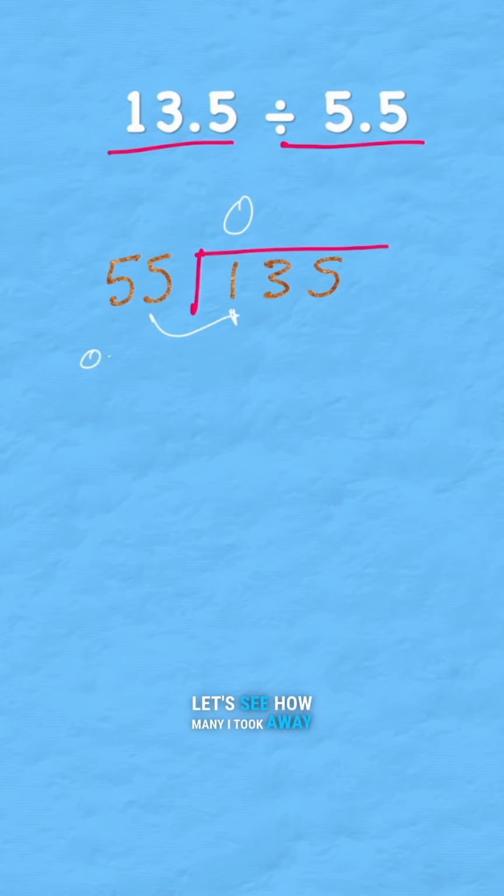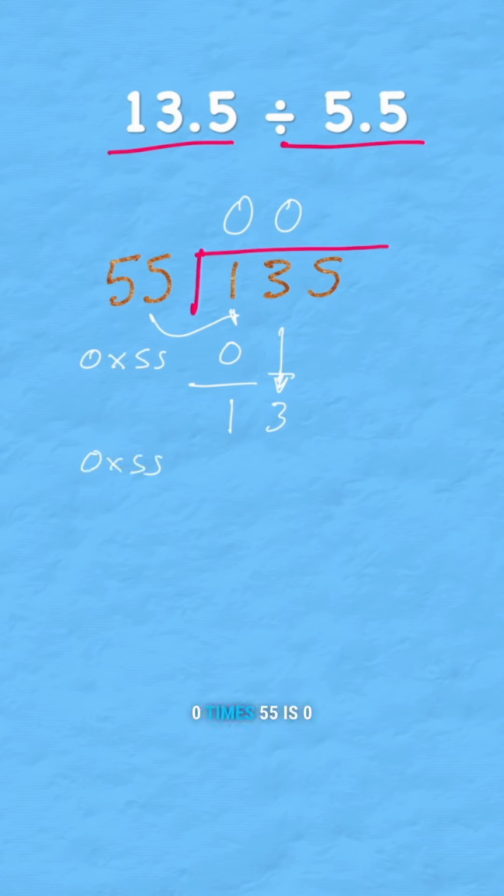0. Let's see how many I took away. 0 times 55 is 0. And 1 subtract my 0, it also leaves me with 1. Bring down my 3. How many 55s are there in 13? Also 0. 0 times 55 is 0. 13 subtract my 0 leaves me with the 13 still. Bring down my 5 and I'm back to 135.